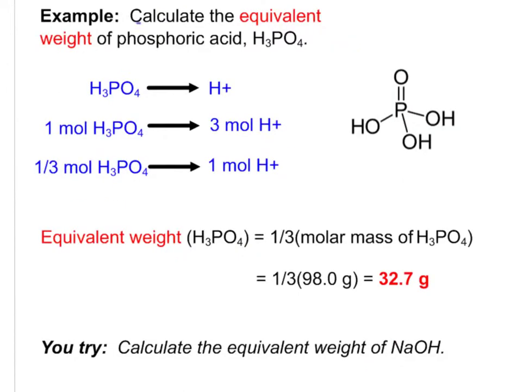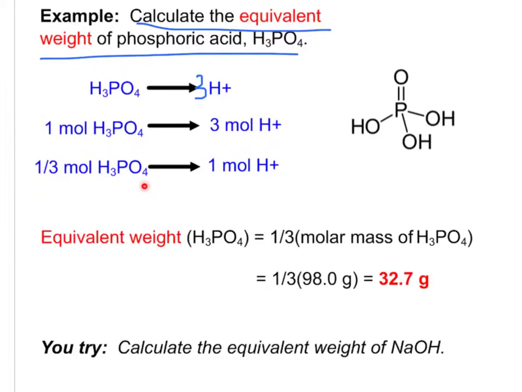So let's look at an example. Calculate the equivalent weight of phosphoric acid. Well, actually I didn't. I have a little typo here. Phosphoric acid produces 3 hydrogen ions. For each of the phosphoric acid molecules, we get 3 hydrogen ions dissociating into the water. So 1 mole of phosphoric acid furnishes 3 moles of hydrogen ions.